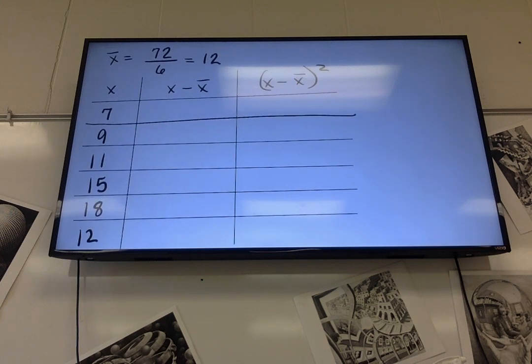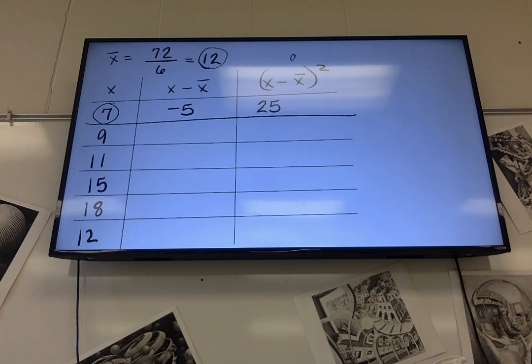It's easiest just to do this as one quick step in your calculator. You would type in the 7 that you have here, and then hit minus this number, 12, hit enter, so that's negative 5. Before you hit any other button, you hit the squared button, which is right above the log button, diagonal from the 7 on the left. It should come up answer squared, and hit enter.